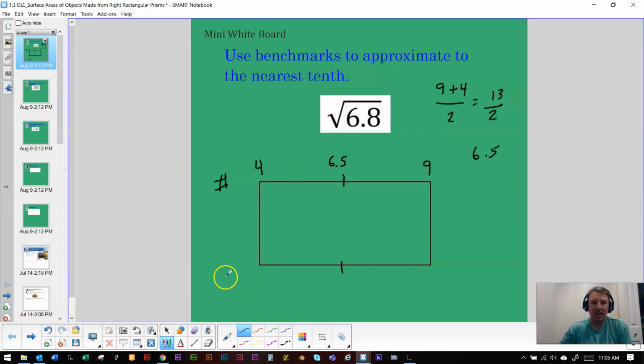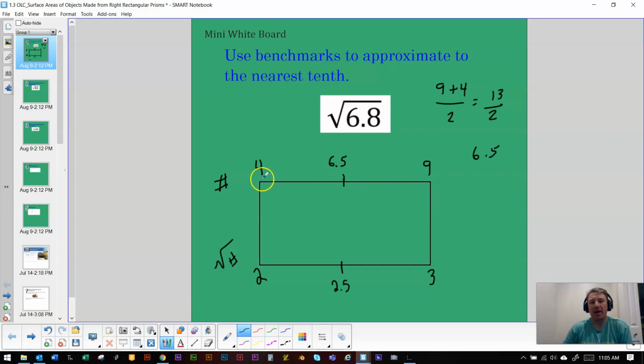Okay, so now down here, we have to do the square roots of the numbers. So we know the square root of 4. We have that memorized. That's 2. We have the square root of 9 memorized. That's 3. Well, what's going to be right in the middle of 2 and 3? It's going to be 2.5. Okay, we don't need to do any math to know that. I mean, it should be relatively obvious to us.